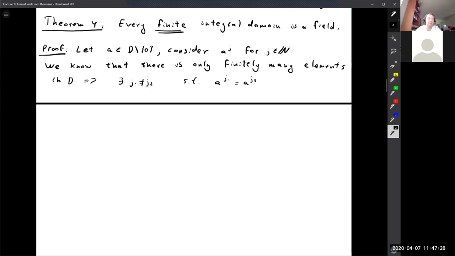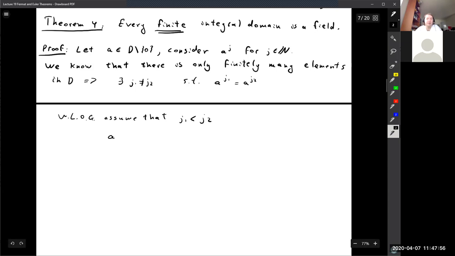Okay, so without loss of generality, let's assume that J1 is less than J2. Otherwise, just rename them. So then what do we have?